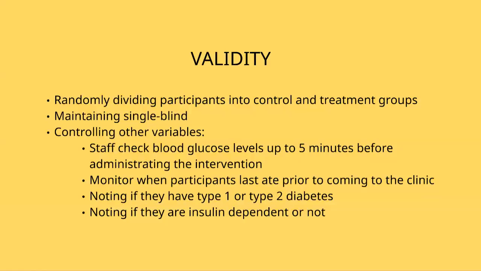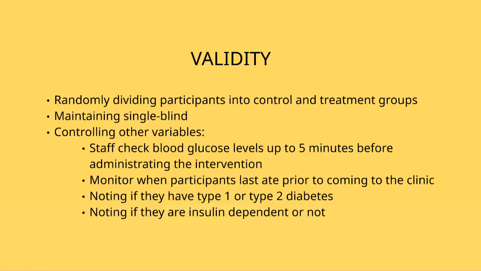In order to achieve accurate and valid results, an RCT is required so that extraneous variables do not affect those results. So validity is ensured by randomly dividing participants into the control and treatment groups, maintaining the single blind to avoid bias, and controlling other variables, such as checking the blood glucose up to 5 minutes before administering the intervention, using the same equipment across all 4 clinics, monitoring when the patients last ate prior to coming to the clinic, noting if they are type 1 or type 2 diabetes, and if they are insulin dependent or not.